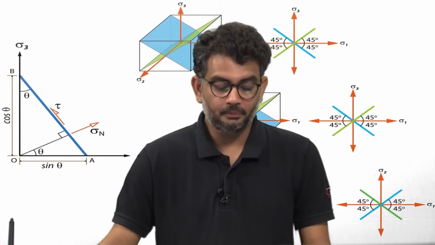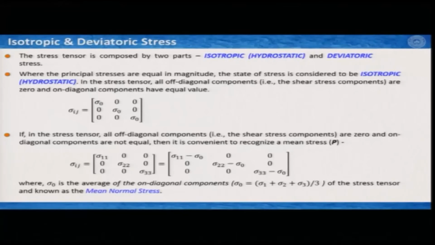Now, what is an isotropic state of stress? Where the principal stresses are equal in magnitude, the state of stress is considered to be isotropic or hydrostatic. That means the magnitudes of sigma 1, sigma 2 and sigma 3 are equal, but of course they are mutually perpendicular to each other. In the stress tensor, if sigma 11, sigma 22, sigma 33 are all equal, then I can replace them with a single value, in this case sigma 0. All other components are 0, and you have only 3 principal stresses of similar magnitude.